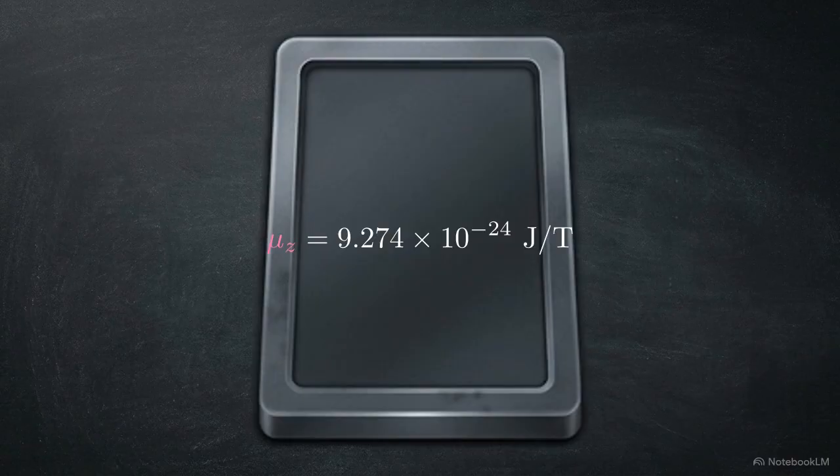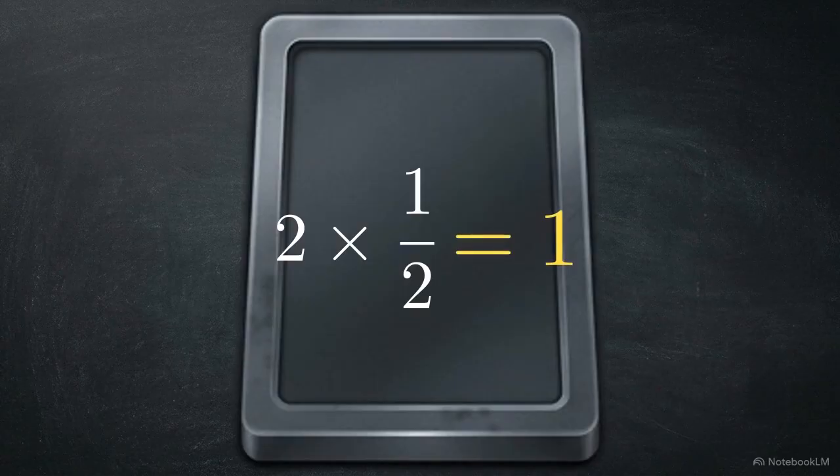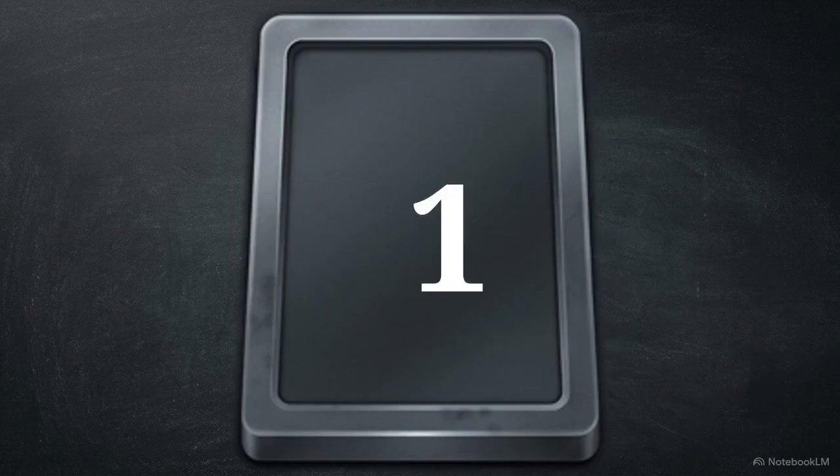Plugging these corrected values into our isolated equation results in 9.274 times 10 to the negative 24th joules per Tesla. This value is precisely 1 Bohr magneton. Because the math resolved to a clean integer of exactly 1, the researchers in 1922 had no reason to suspect that this result was actually the product of two separate quantum factors canceling each other out.